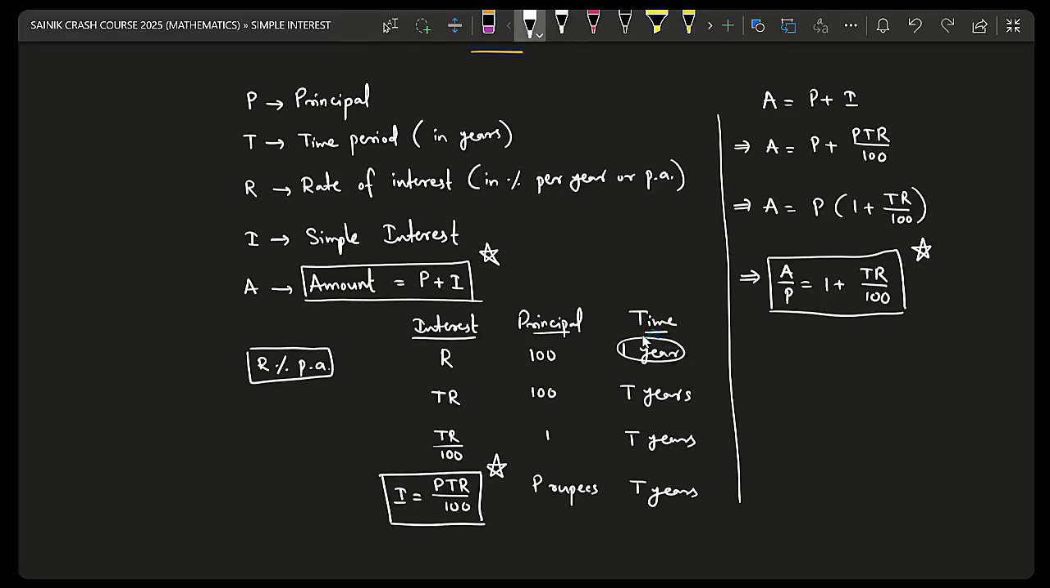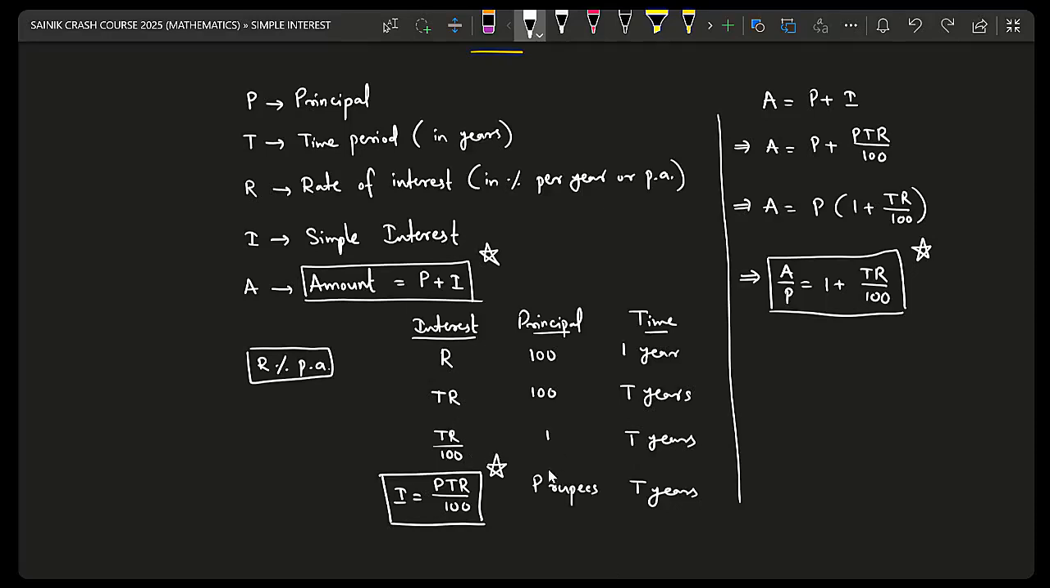For 1 year, we are paying R rupees. For T years, we are going to pay T multiplied by R, TR rupees, right? Now, time I am maintaining constant, I'm not changing the time. But 100 I made it as 1 rupee. See here, for 100 rupees we are paying TR rupees extra. For 1 rupee, how much extra do we need to pay? TR by 100, isn't it? Next, T years I am keeping as it is.